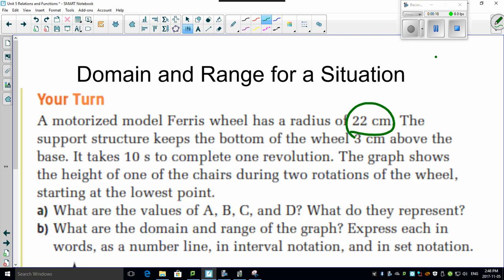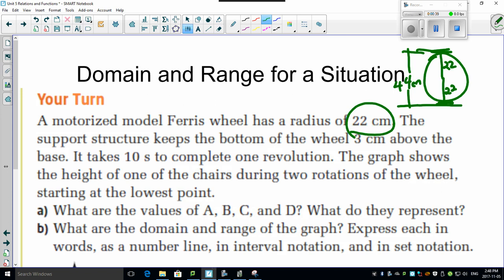Let's think about this. Here's the wheel right here. You've got a radius from here to here, which is 22. So that means its total height is going to be another 22, which is a total of 44. From bottom to top, you're going to have a distance of 44 centimeters. That's how tall this is going to be.